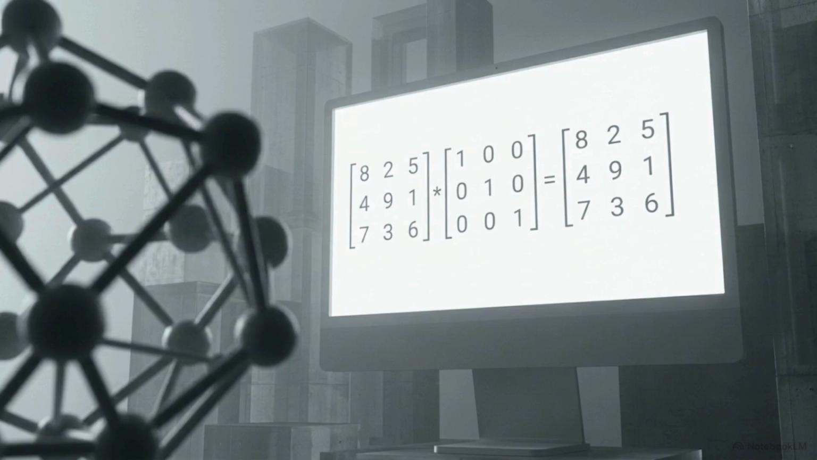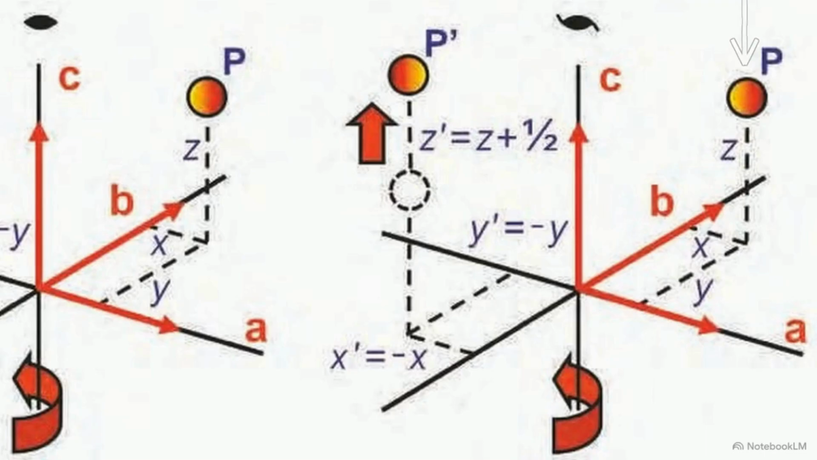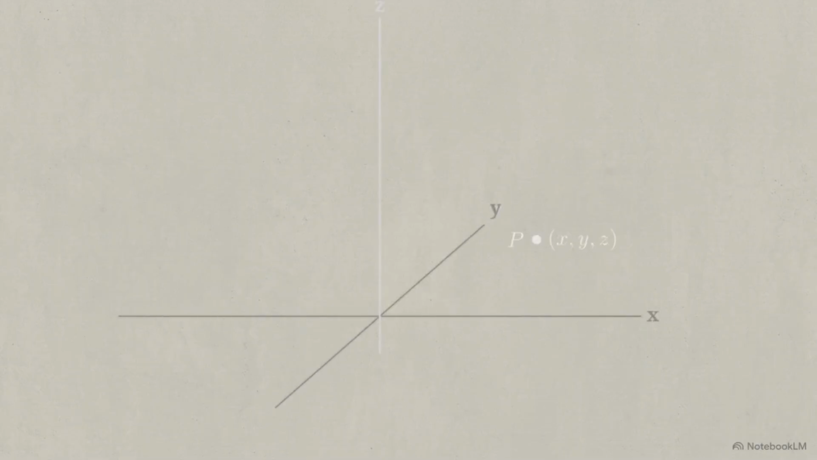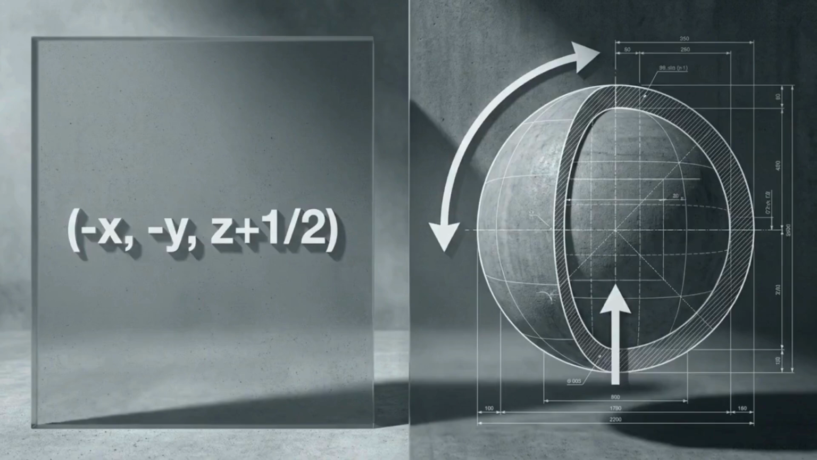logic of linear matrices. If we isolate a single coordinate, point P, and apply a two-fold screw axis, which is a rotation combined with a small step forward, we arrive at a new position, P'. Tracking this movement reveals a specific coordinate shift. The horizontal position, x, and depth, y, both flip to their negative values. Simultaneously, the vertical height, z, increases by exactly 1/2. This symbolic list is easy for a person to read and verify. It is a direct shorthand for the physical movement of the atom.